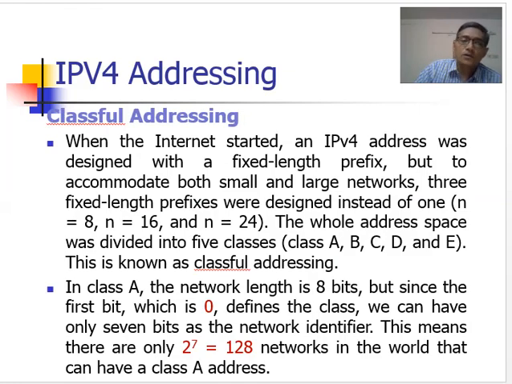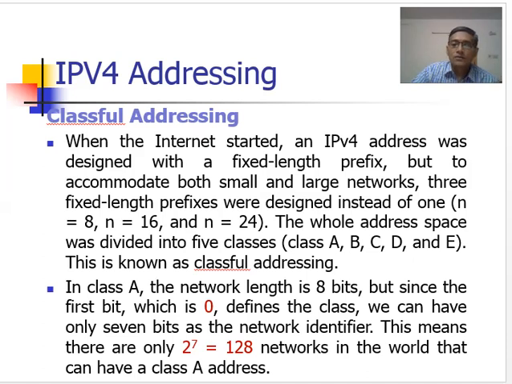Now we will learn what the classful addressing scheme is. Initially, when the internet started, an IP version 4 address was designed with a fixed length prefix. But to accommodate both small and large networks, the prefix length was fixed to 8, 16 and 24. Based on this fixed scheme, the IP version 4 addresses were categorized into 5 classes, namely A, B, C, D and E. This we call classful addressing.